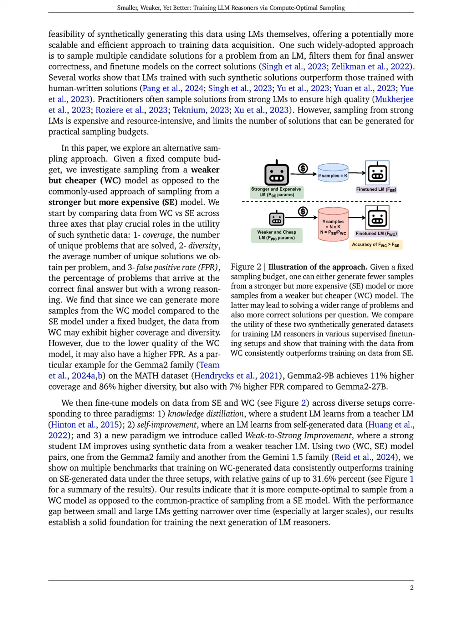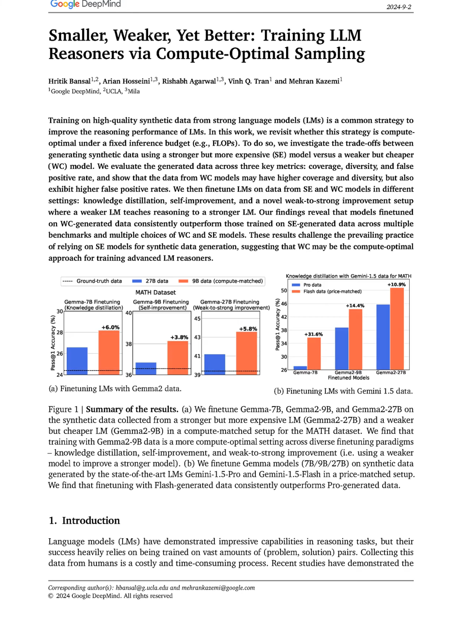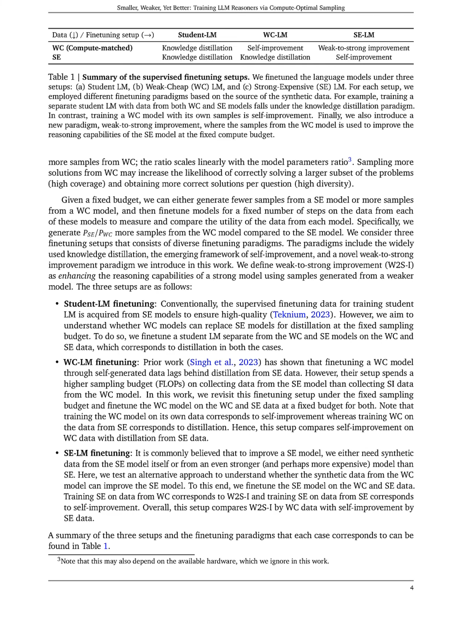We measured performance using metrics such as Pass@1 accuracy, coverage, diversity, and false positive rate, FPR, with results indicating that models trained on WC-generated data consistently outperformed those trained on SE-generated data across various setups, achieving relative gains of up to 31.6%. This comprehensive evaluation demonstrated that sampling from a WC model can be more compute optimal than the traditional approach of using SE models.